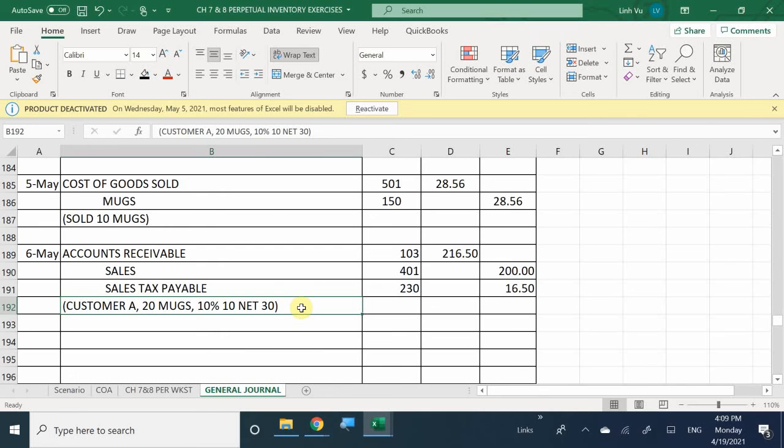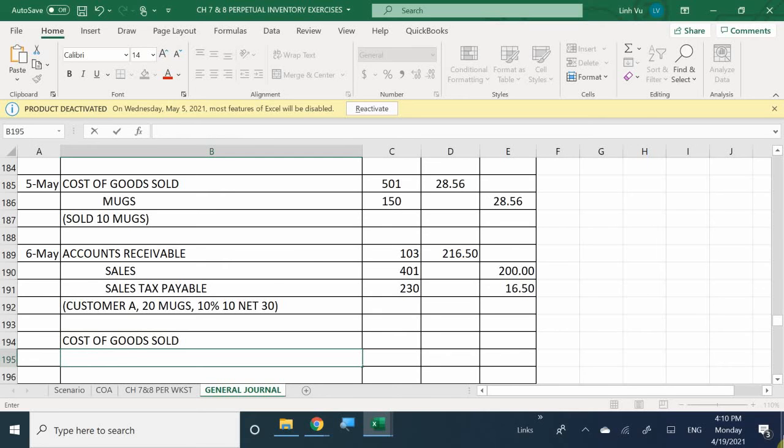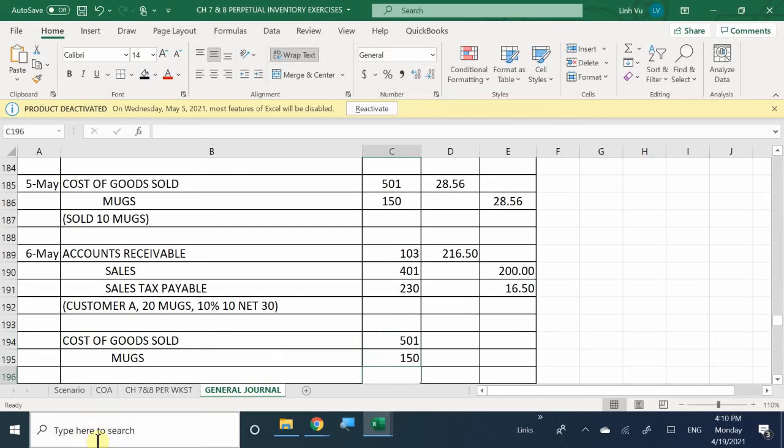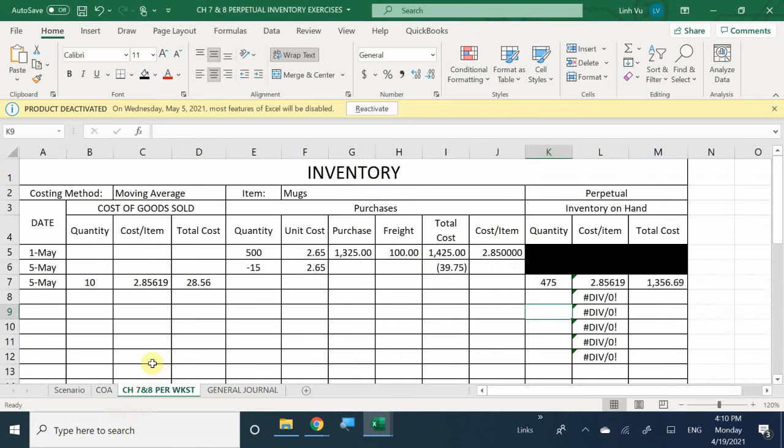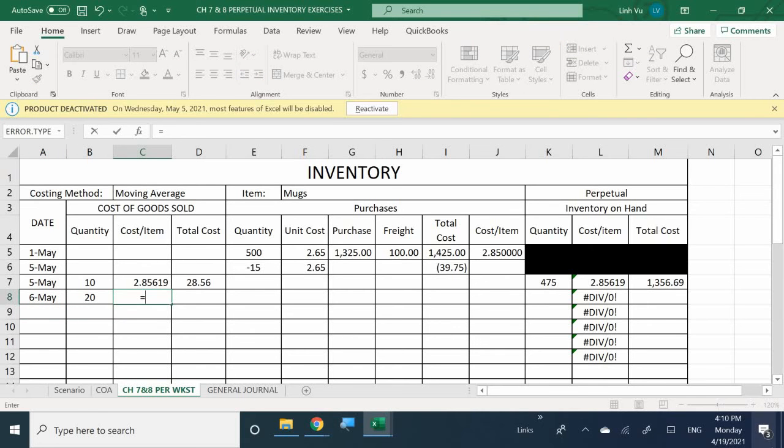Now, because I recognize that I sold something, I need to update my inventory, right? Because I don't have my inventory items anymore. I sold them. So if I sold them, they're going to be cost of goods sold, and you're going to recognize your mugs. So 501 and 150. So let's go ahead and determine what my cost of goods sold is for selling 20 mugs. So once again, we sold 20 items. At what cost?